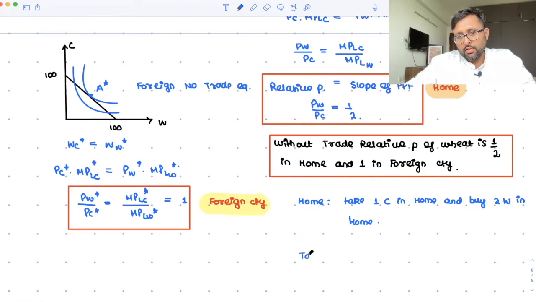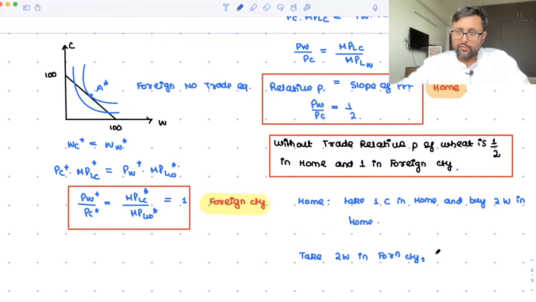Now, take 2 units of wheat in the foreign country and exchange it. So in the foreign country, 1 unit of cloth is equivalent to 1 unit of wheat. So if you take 2 units of wheat in the foreign country, you will be getting 2 units of cloth in the foreign country.